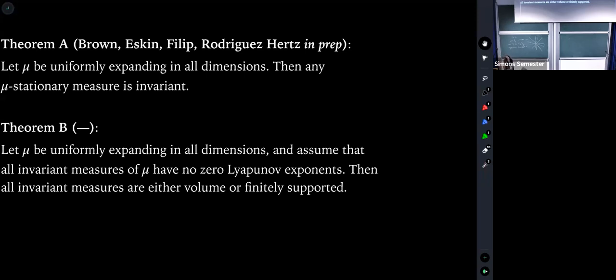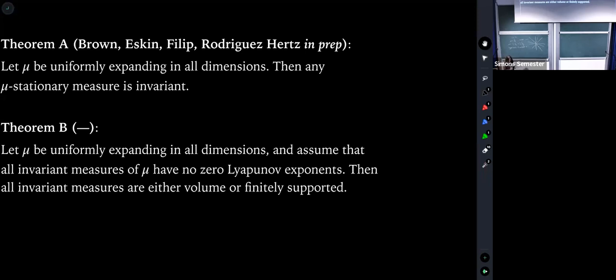And so they give us very strong results. The first one is stiffness. If mu is uniformly expanding in all dimensions, so this works for any dimensional manifold, then we know that any mu stationary measure is invariant. So the stuff I said at the beginning, where we might not have an invariant measure, but we will have a stationary one, you can just forget it. If we have something that's uniformly expanding, all stationary measures are invariant. We can forget the technicalities of stationary measures.